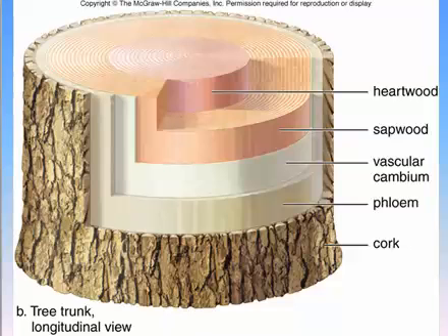Now this is a cutaway image of a tree trunk. Note the vascular cambium, the site of xylem and phloem cell production. You can also see where the phloem resides. And on the outside you can see the bark and what's called the cork.